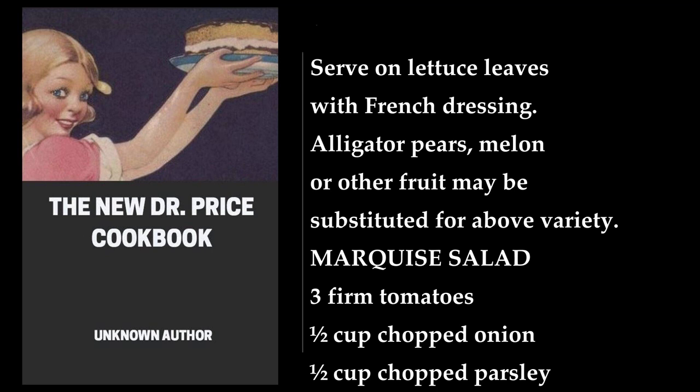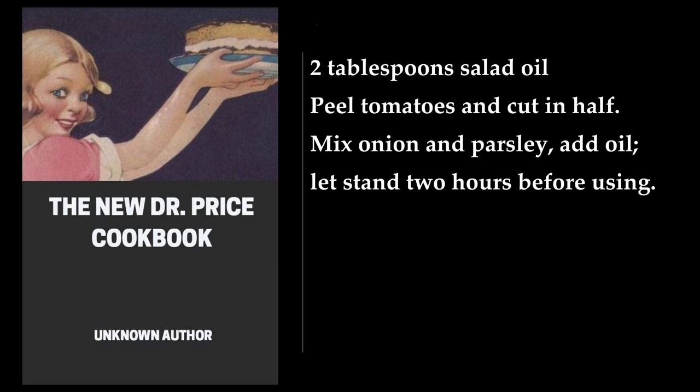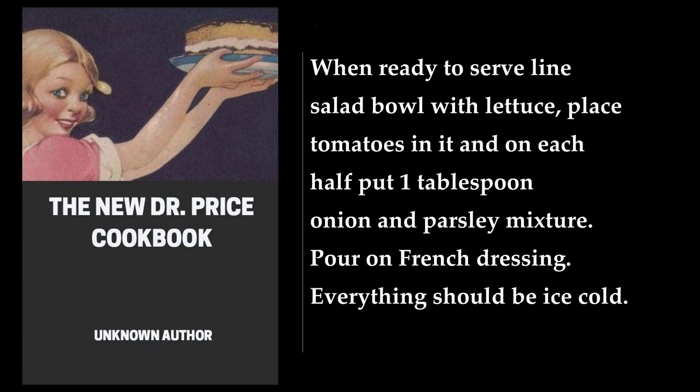Marquise salad. 3 firm tomatoes. 1/2 cup chopped onion. 1/2 cup chopped parsley. 2 tablespoons salad oil. Peel tomatoes and cut in half. Mix onion and parsley, add oil, let stand 2 hours before using. When ready to serve, line salad bowl with lettuce, place tomatoes in it and on each half put 1 tablespoon onion and parsley mixture. Pour on French dressing. Everything should be ice cold.